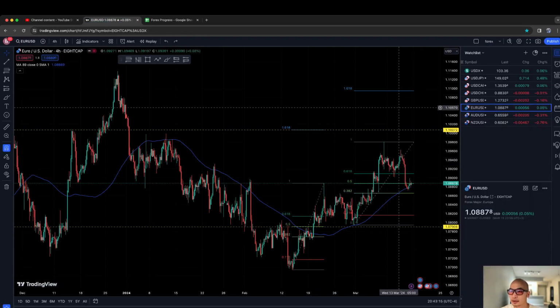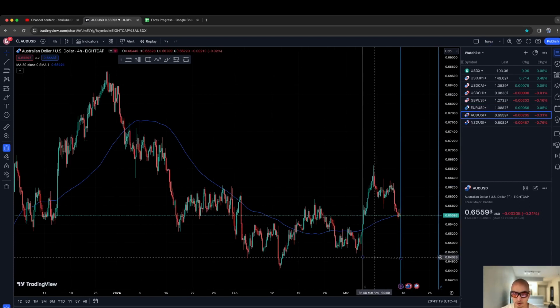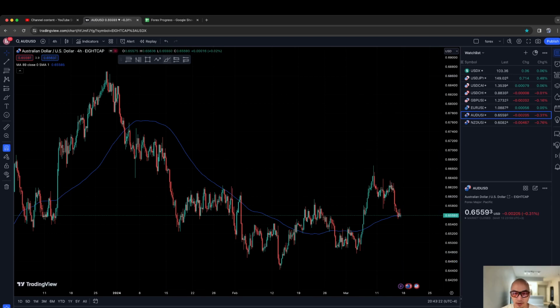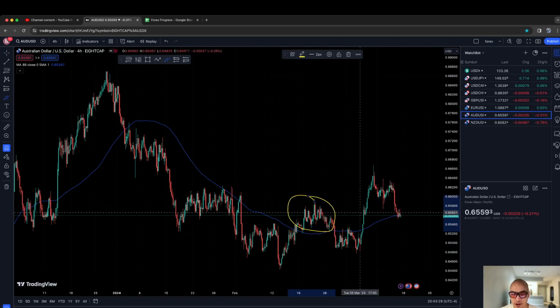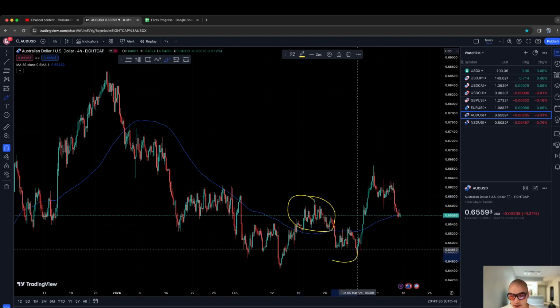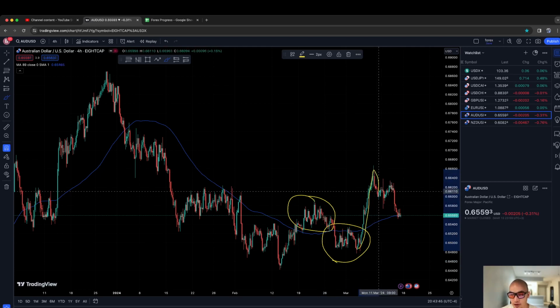Okay, now let's analyze the next pair, Aussie. Okay, so Aussie price movement is still considered sideways action. There is no obvious trend because here we have a lot of candles hanging out above the moving average, but market didn't go up, and we also have a lot of candles hanging out below the moving average, but market didn't go down. Instead it returned up, right? So it's an ideal behavior of sideways action.